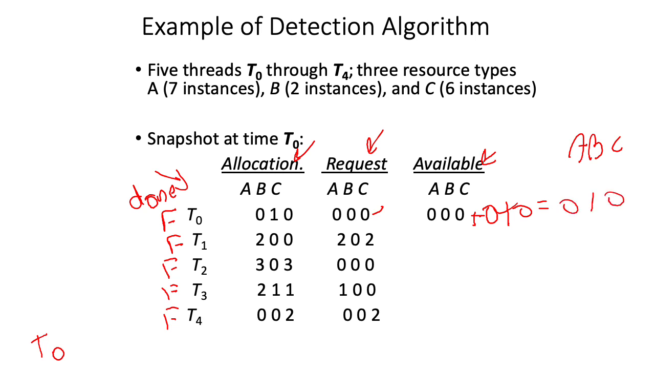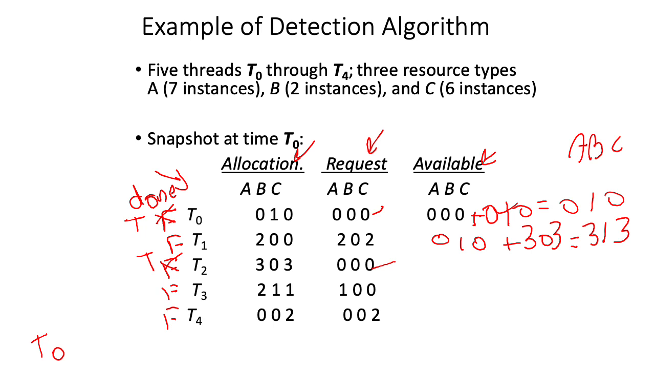And then next, can we do T1? No, not yet. Can we do T2? Yes, we can. So don't forget to set the finish state to true. So we can do T2, and then we're going to end up with 0, 1, 0 plus what is currently held by T2, which is 3, 0, 3. And this is equal to 3, 1, 3. And then we set the state to true.